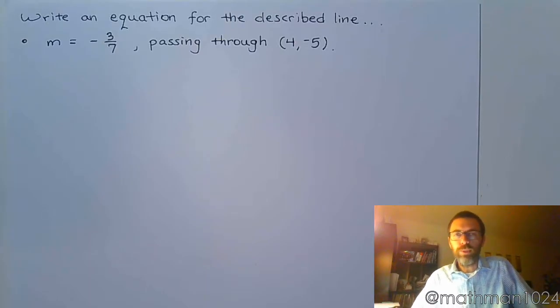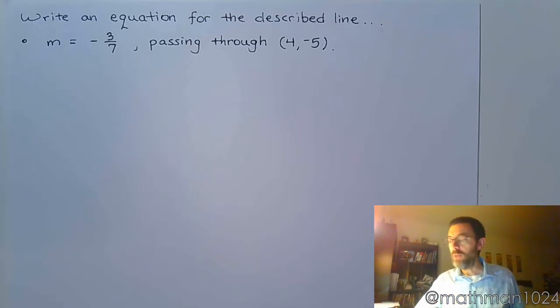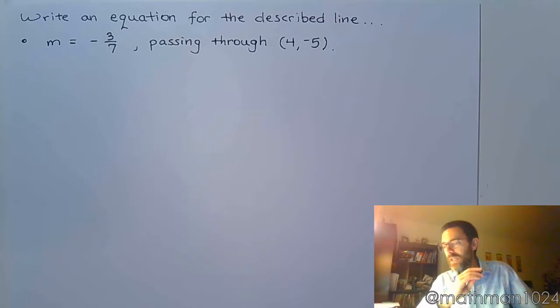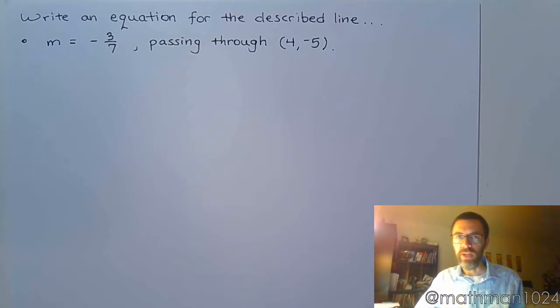In this video, we're going to be writing equations of lines based on certain information that I give you. When you write an equation for a line, it needs to end up in either slope-intercept form or standard form, and really, I don't care which one. But if you're doing this in my math lab, it is very picky, so make sure that you do whatever method they say to do. Here, write an equation for the described line where it has the slope of -3/7 and going through the ordered pair (4, -5).